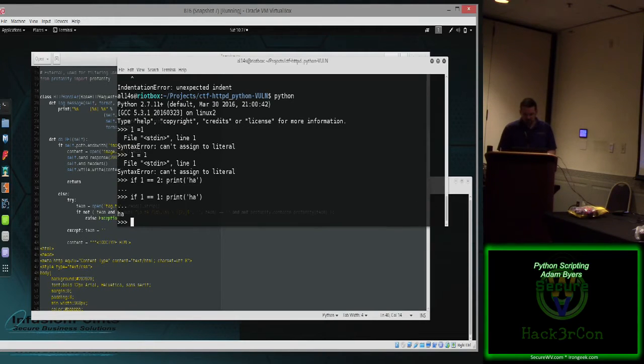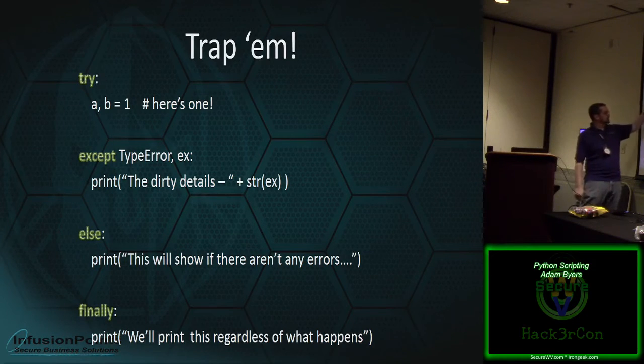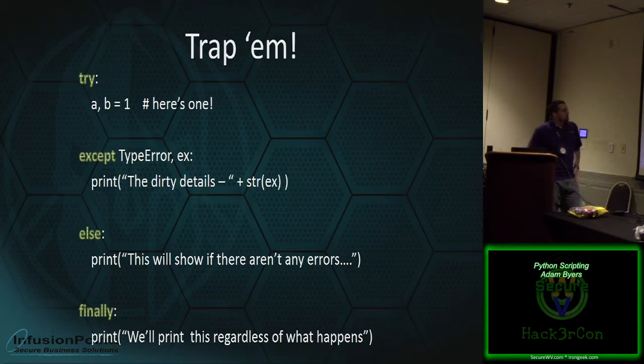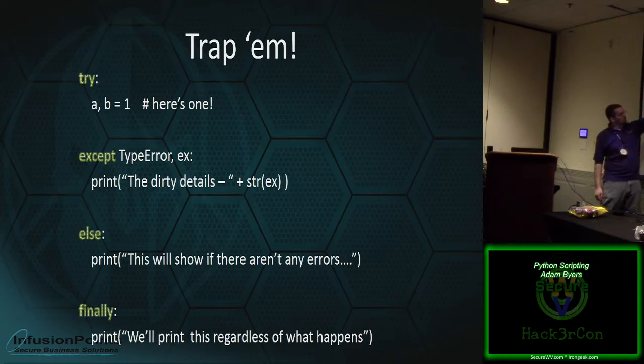All right. So, trapping. It's like Pokemon. So this is the structure of a trap, right? Try, except, else, finally. And I'm leaving out one thing there. So, you start out with your try. You're going to try something. A, B equals 1. Okay? Except, and we're looking for a specific type of error here.